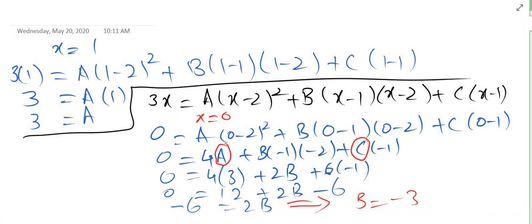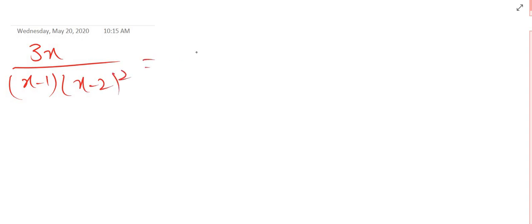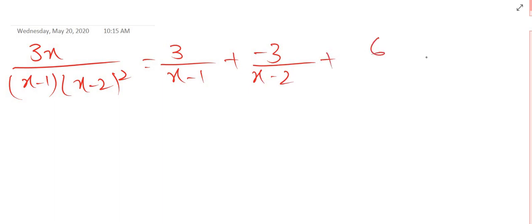Now our equation can be written as 3x over x minus 1 into x minus 2 square, that is equal to a over x minus 1. So a is 3 over x minus 1 plus b over x minus 2, b is minus 3 over x minus 2, and c is 6 over x minus 2 square. So we have solved it. That was the equation of type 2. So we have used the partial fraction method to solve this fraction, and now we can find its integration or anything else.